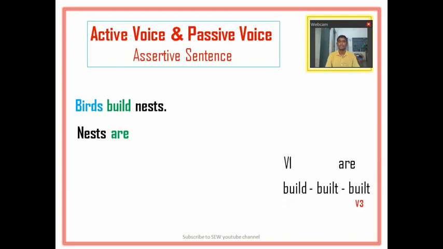The verb forms of build are build, built, built. So the V3 form of build is built. The preposition by should be used after that, and the subject is birds. So birds will be birds only. So nests are built by birds.